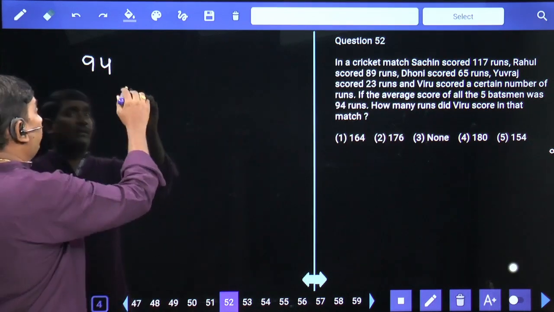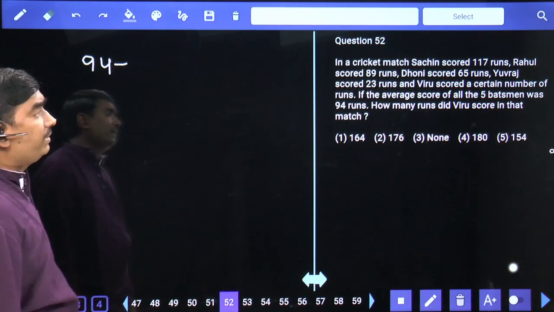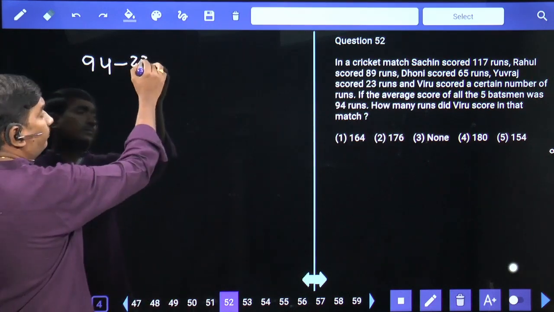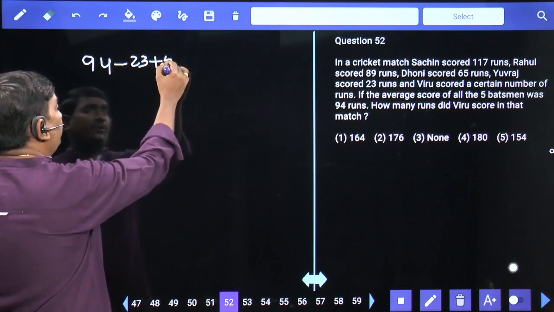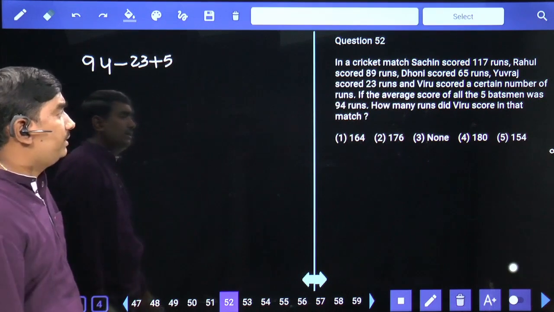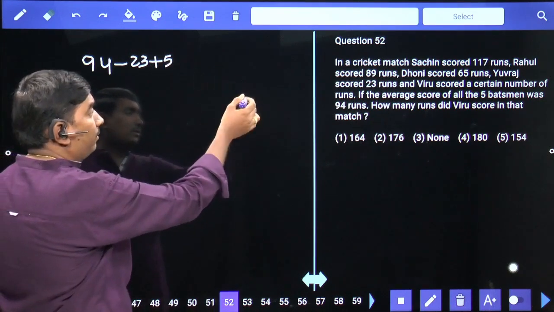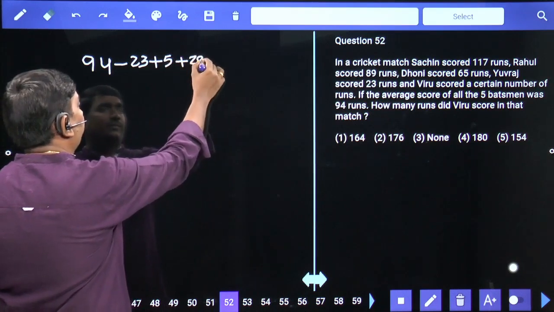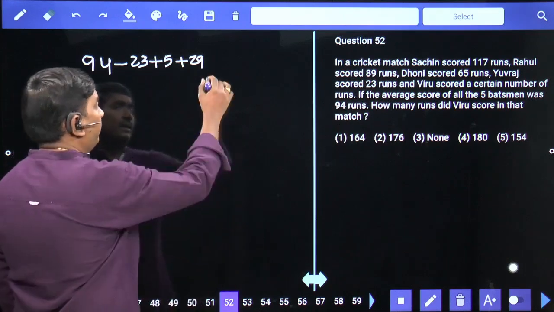But Sachin 117 runs means how much extra he took? 94 to 117 means 23 extra. Rahul 89 means 5 lesser than the average. Dhoni 65 means 29 lesser than the average. Yuvraj 23 runs means 71 lesser than the average.